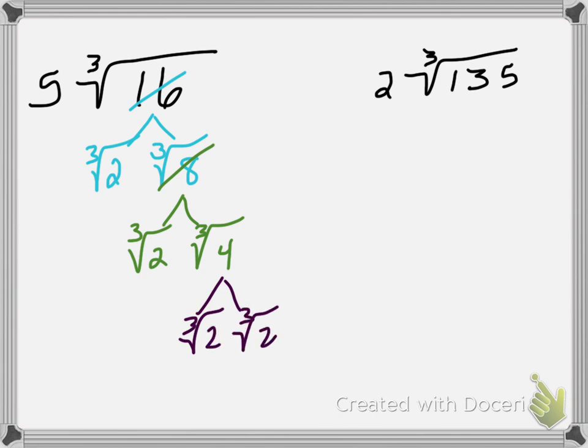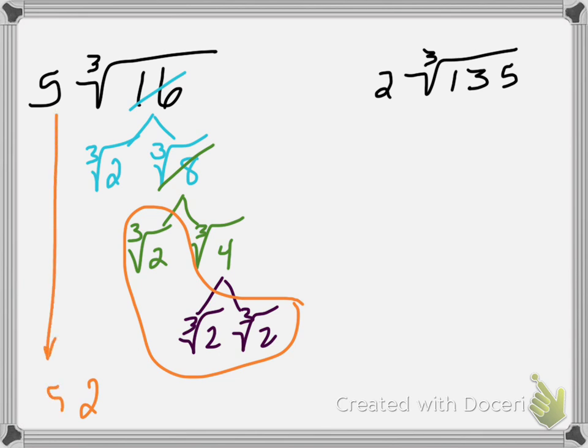Now I look back. Do I have groupings of 3? I sure do. 1, 2, 3. Here's one grouping. Those 2's can come out. My 5 here has got to drop down as well. And then my cube root of my last 2, this one here, stays inside. So what's this equal? 10 cube root of 2. 10 cube root of 2.